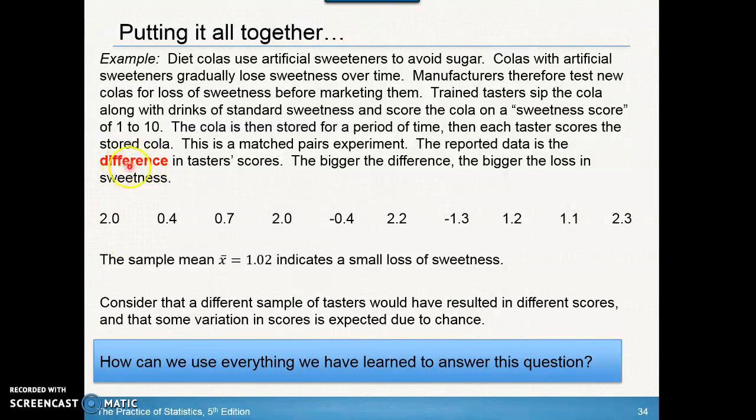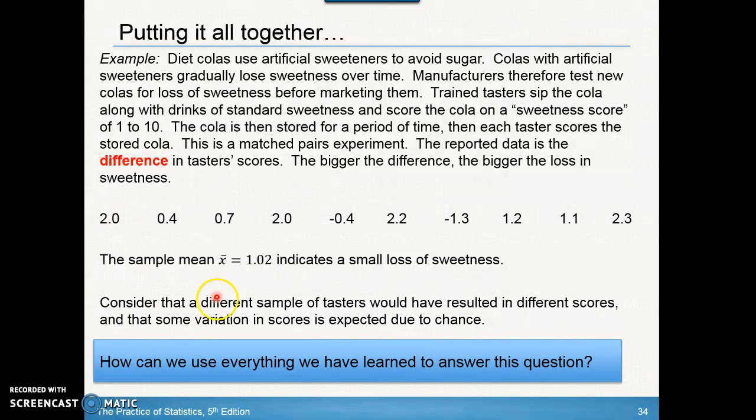Okay, so this is the difference in the taste tester score. What that means is they subtracted them. So if they did like 8 and then went to 6, it would have a difference of a sweetness score of 2. So this was the answer to the subtraction problem from the before minus the after.